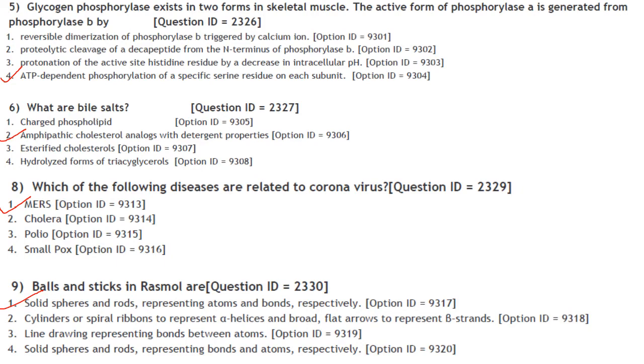Then, which of the following diseases are related to coronavirus? So it is MERS. Answer is option 1. Then, ball and stick in RasMol are solid spheres and rods representing atoms and bonds. Yes, that first option itself is correct.